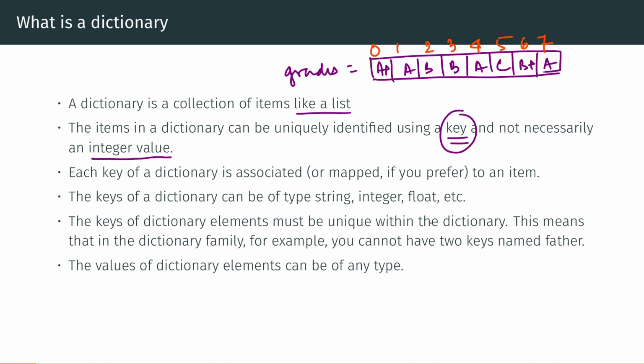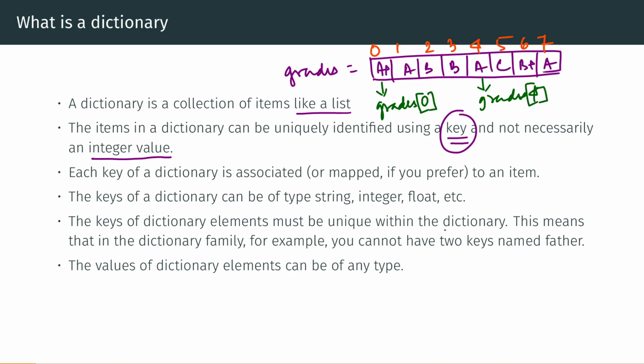So each of these individual grades is like an individual variable, right? So this would be grades 0, right? And this would be grades 4, right? And the way we access each of these variables is by using the square bracket notation, right? The bracket notation, like this, right?